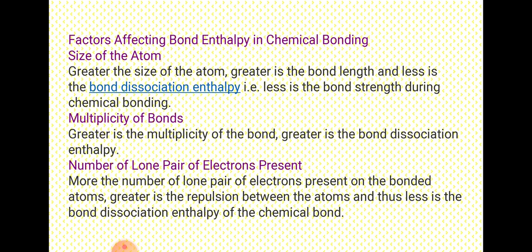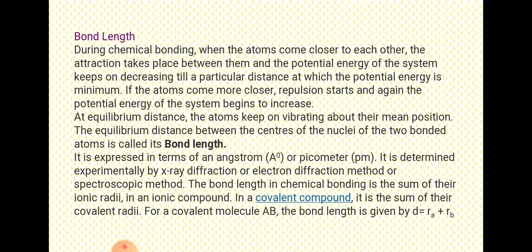For multiplicity of bonds, greater is the multiplicity of the bond, greater is the bond dissociation enthalpy. Number of lone pairs of electrons present. The more lone pairs of electrons present on bonded atoms, greater is the repulsion between the atoms and thus less is the bond dissociation enthalpy of the chemical bond. Let's see what is bond length.